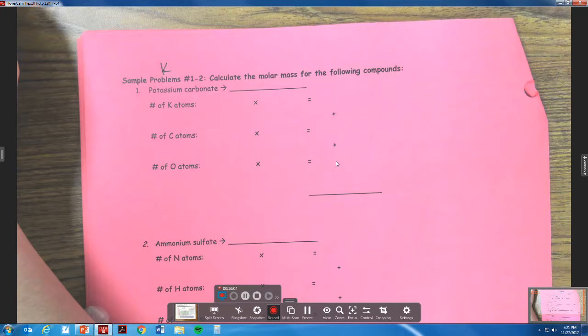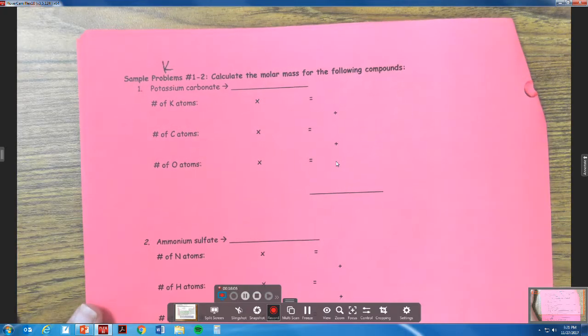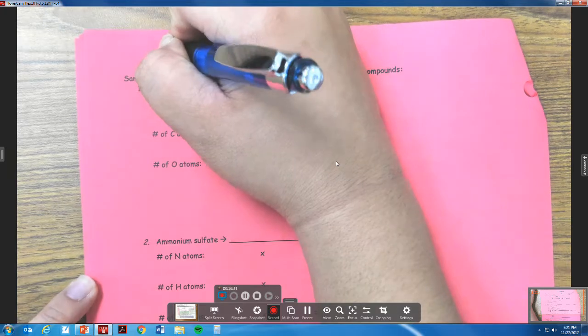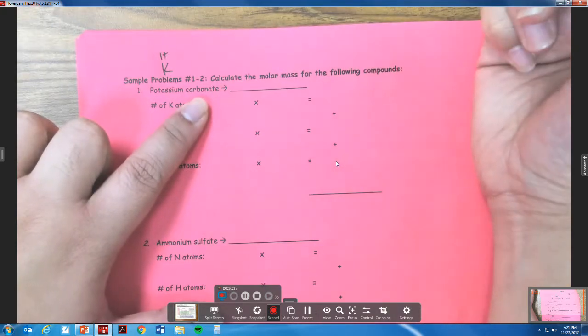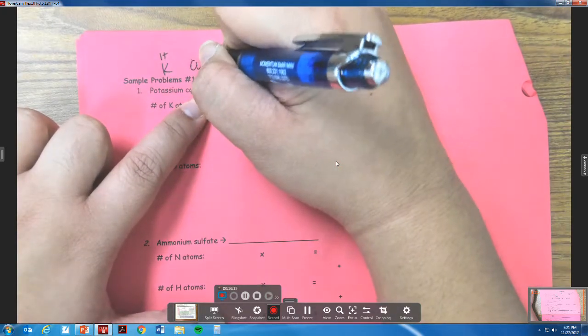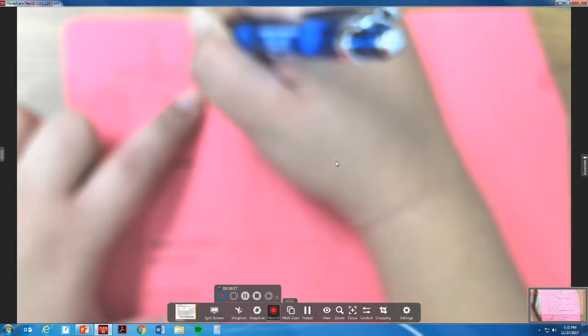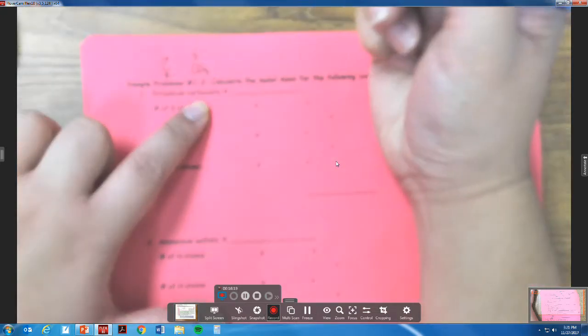Okay, and it has a charge of +1. Carbonate is CO3, which has a charge of -2.